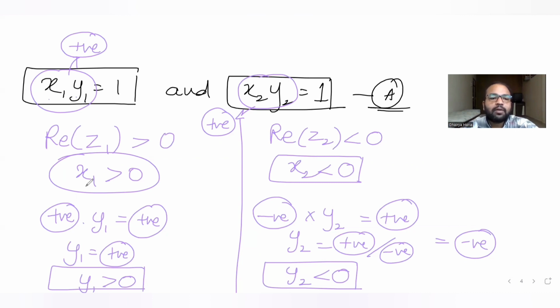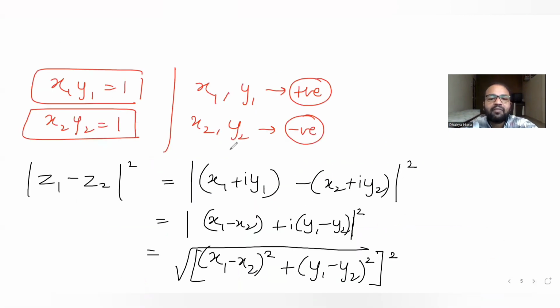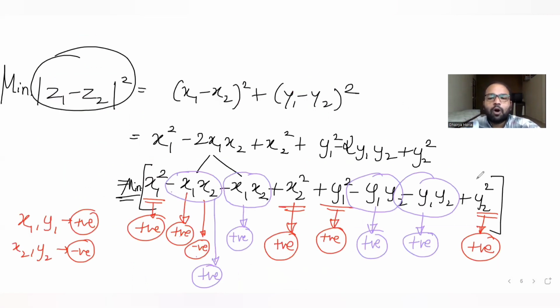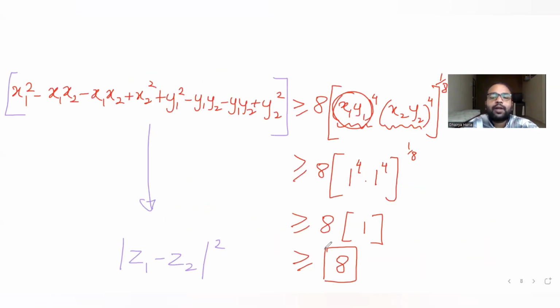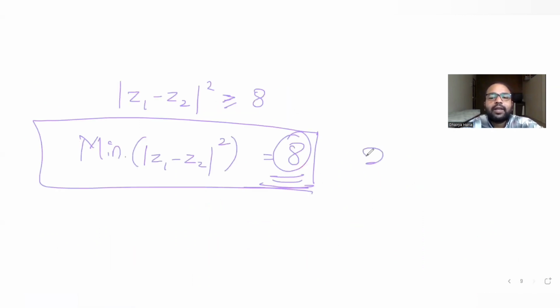Then we got the idea that the real and imaginary parts are positive for the first complex number, and the real and imaginary parts for the second complex number are negative. We then figured out the mod of z1 minus z2 the whole squared. We got this entire expression, and all of its terms turned out positive. So since we had all 8 positive terms, we could use the idea of the arithmetic mean being greater than or equal to the geometric mean. We got the value of the expression and the minimum value 8. That gives us the correct answer as B.